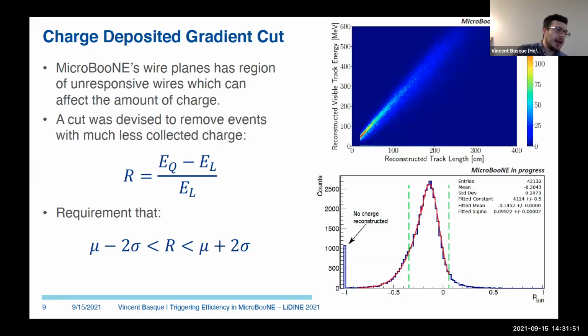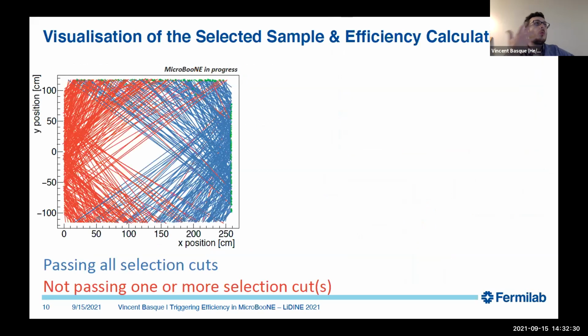Also, because MicroBooNE has a certain region of unresponsive wires, which affects the amount of charge that we measure, we devise a cut to try to remove those. What we calculate is the energy from the charge and the energy from the track length, and we calculate this ratio, which we plot here. Then we fit a symmetric Gaussian and take a 2 sigma region around the mean. Basically we want to remove any of these, especially here, because this is where no charge is reconstructed. That gets rid of reconstruction failures, but also events that are in a region where there are too many unresponsive wires. So what does our sample look like?